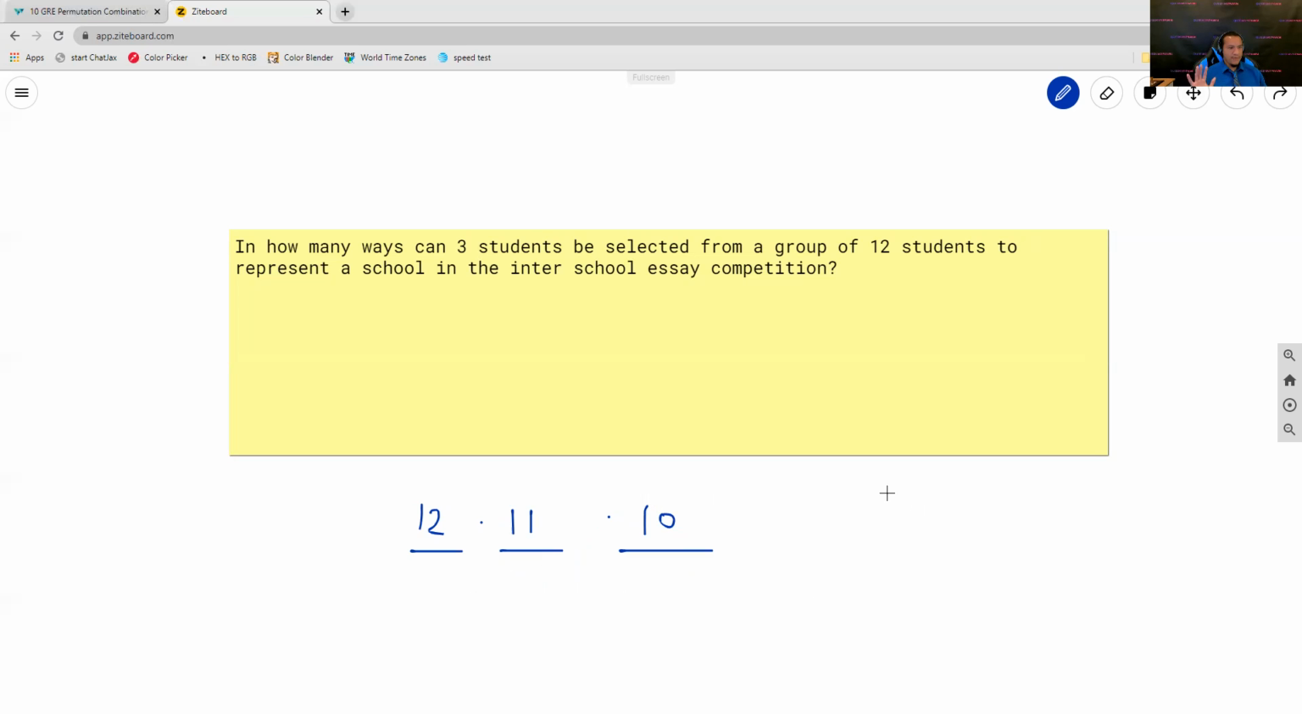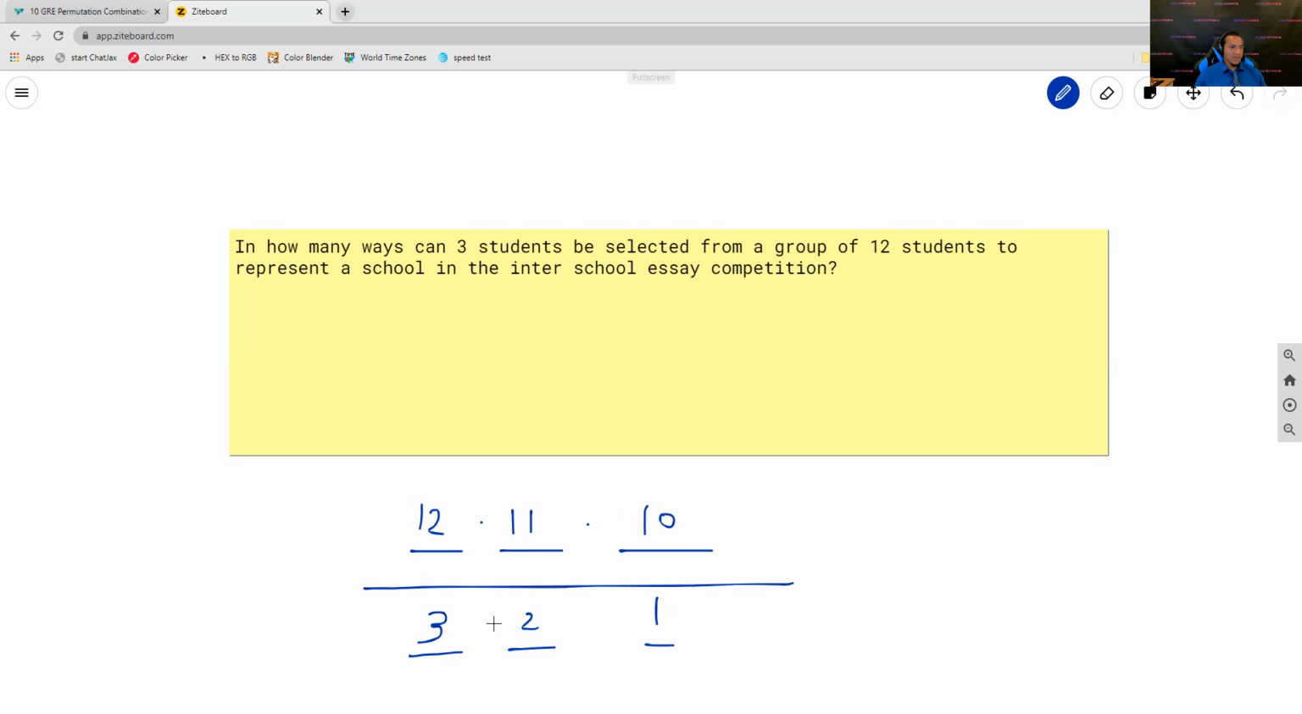Now, if the order did matter, like let's say it did matter that this student went first because he was writing the first paragraph, and this one because he was writing the second paragraph, and he was writing the third paragraph, then yeah, the order does matter, but it doesn't say that in the question. So I can rearrange these students in 6 different ways, right? I could pick 3 students to go here, 2 students to go here, and 1 student to go there.